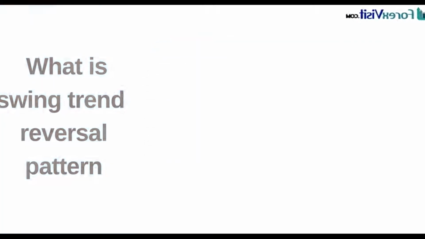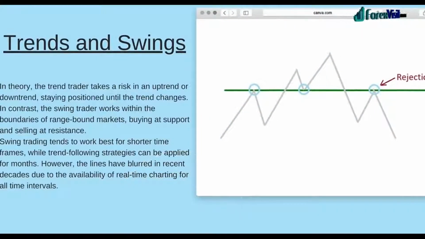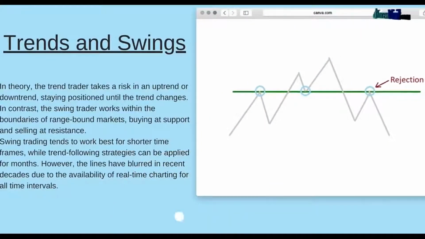Trends and swings. In theory, the trend trader takes a risk in an uptrend or downtrend, staying positioned until the trend changes. In contrast, the swing trader works within the boundaries of range-bound markets, buying at support and selling at resistance. Swing trading tends to work best for shorter time frames, while trend-following strategies can be applied for months. However, the lines have blurred in recent decades due to the availability of real-time charting for all time intervals.